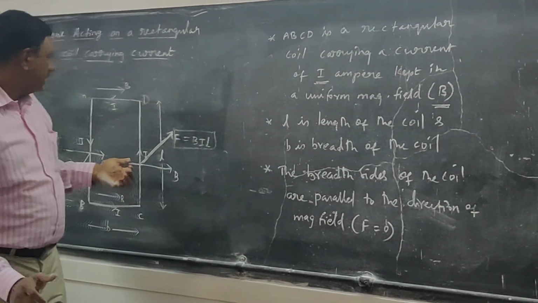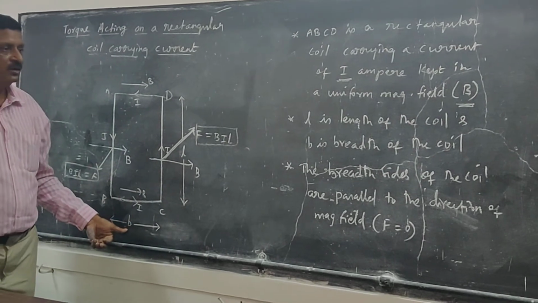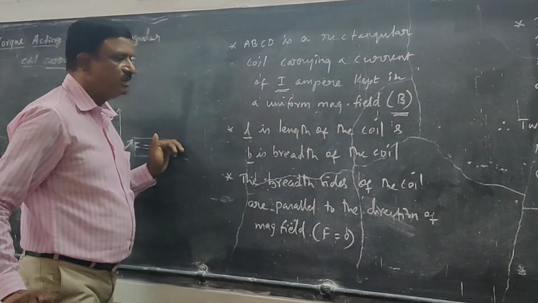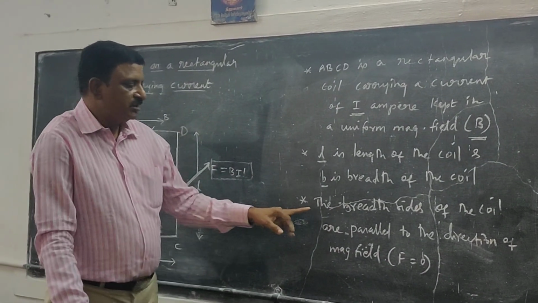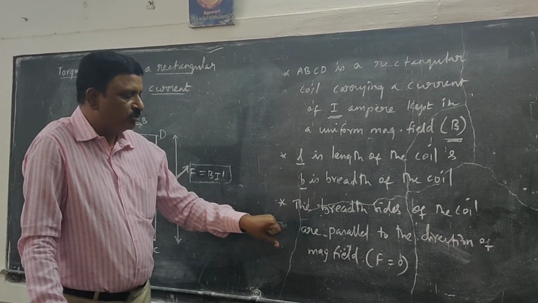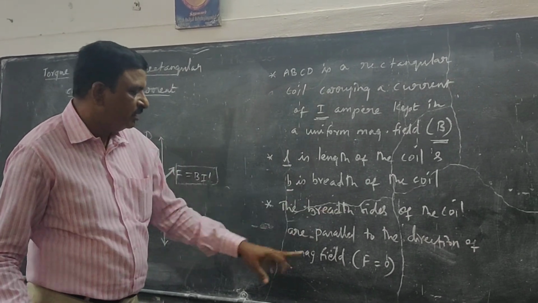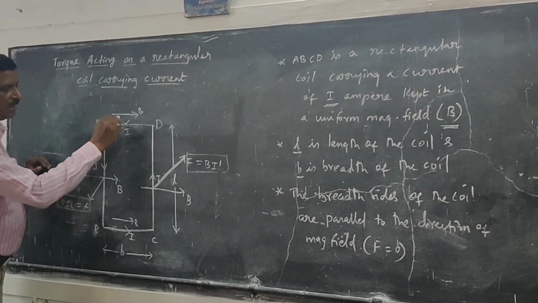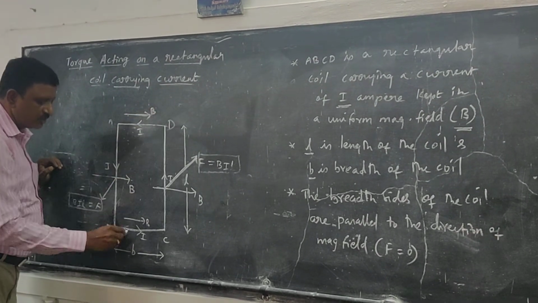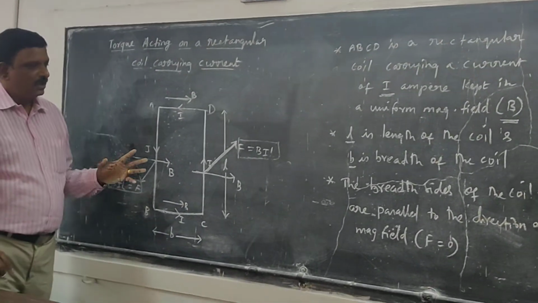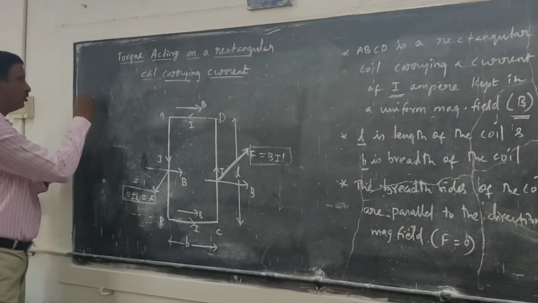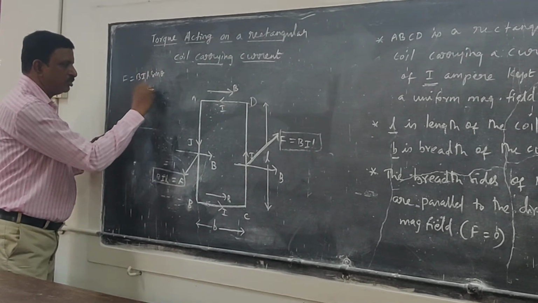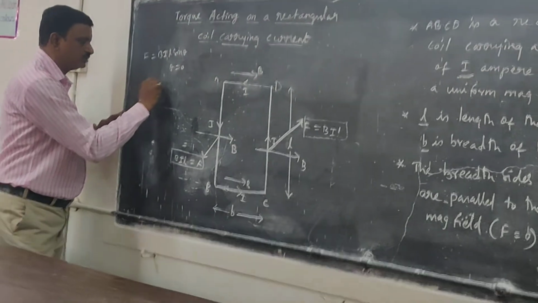Then we have already said, L is the length of the coil and B is the breadth of the coil. Third point, here we go into the concept. Already I explained the breadth sides of the coil are parallel to the direction of magnetic field. Because the breadth sides are parallel to the magnetic field, the force is 0. When theta is equal to 0 in the equation F is equal to BIL sin theta, sin 0 is 0, so the force will become 0.